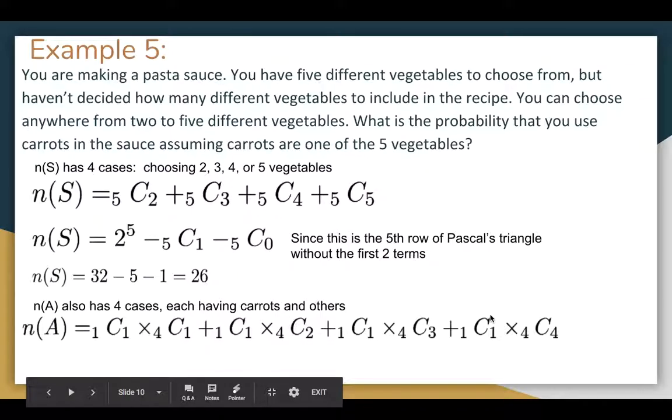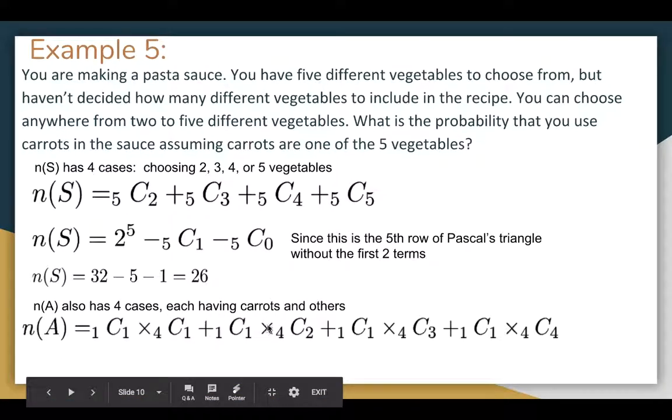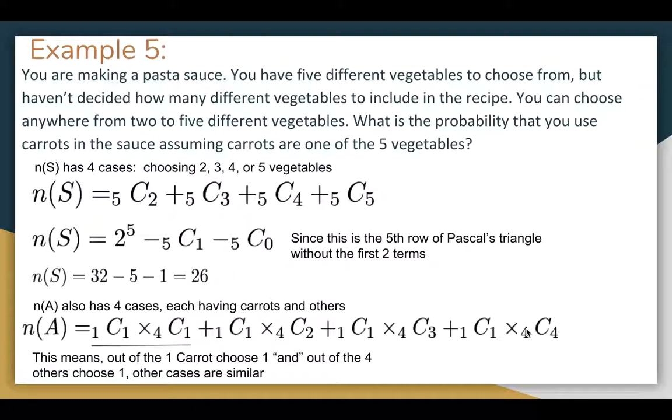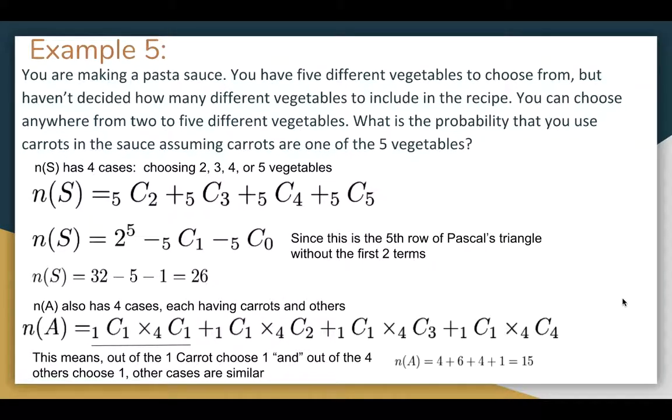And so these are each cases kind of like the cards question where you're choosing carrots for sure, 1 choose 1, and then you've broken up the others. The others are 4. So we can choose anywhere from 4 choose 1 to 4 choose 4. And really the 1 choose 1 doesn't matter. There's only one way to do that, so it doesn't do anything when you multiply it. So really what you have is 4 choose 1 to 4 choose 4, which is the 4th row of Pascal's triangle, which is actually 2 to the 4 minus 1, which is 4 choose 0. But you can add up all those numbers, 4, 6, 4, 1, and you get 15. And the probability is 15 out of 26. So 58% chance of using carrots.